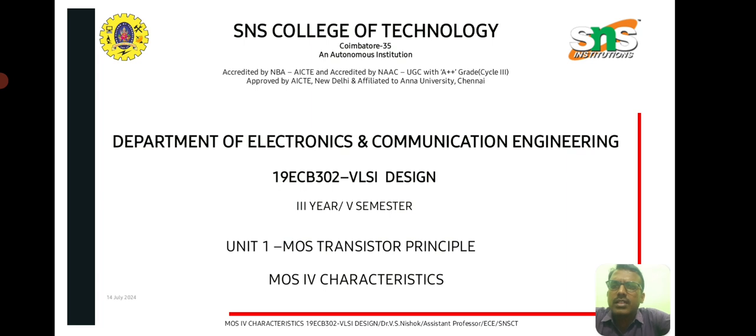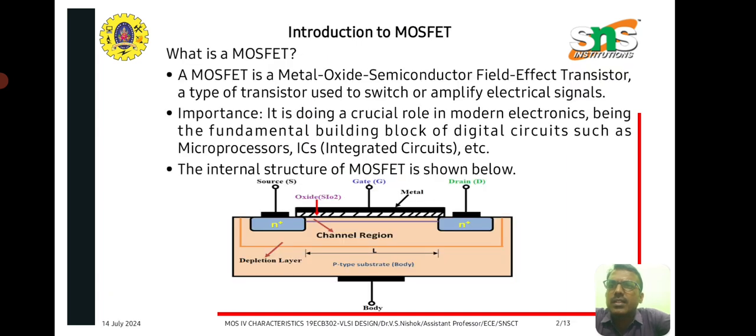Now, as a continuation of it, we can see the topic MOS IV characteristics under the subject VLSI design. We can see the introduction of MOSFET here. What is MOSFET? MOSFET is a metal oxide semiconductor field effect transistor, a type of transistor used to switch or amplify electrical signals. It plays a crucial role in modern electronics, being the fundamental building block of digital circuits such as microprocessors, ICs, etc.